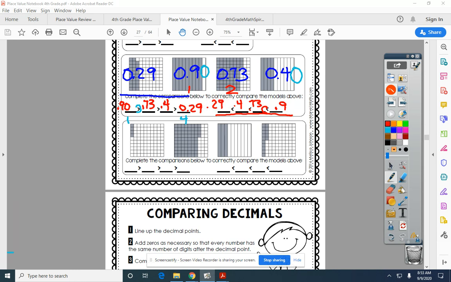Okay, I want y'all to do the last one on your own. Let's just start with labeling the last one first. Label the last one, and then we'll all put them in order together.